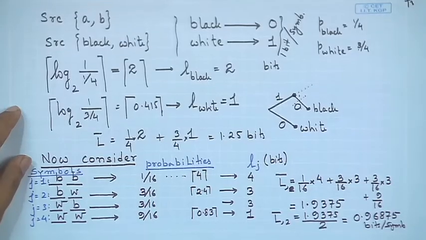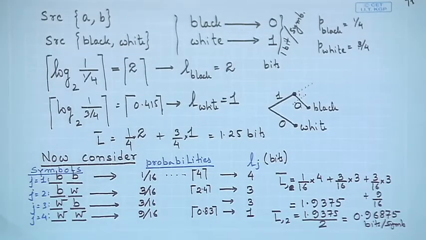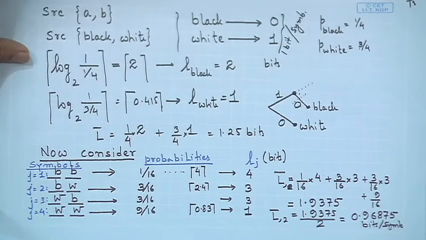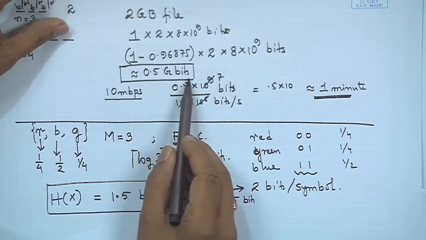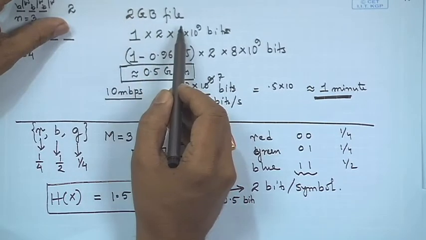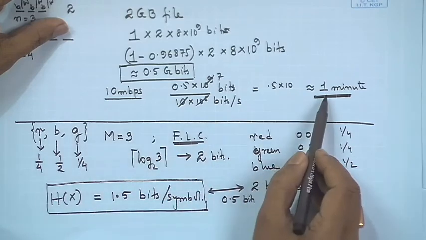that we had, we said that let there be a source which generates black and white, and then we did some calculations and we found that you can encode the source by taking 2 tuples with 0.96 bits per source symbol. When we did this, we showed that you can actually get a saving of 0.5 gigabits for sending a 2 GB file, which would also account to almost nearly 1 minute of download time saved.